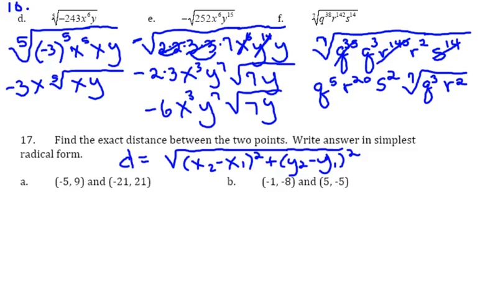Okay, number 17 asks us to find the exact distance between the 2 points and write our answers in simplest radical form. I've written the distance formula there. Remember, you do have to have that memorized for the exam. I won't be giving it to you.